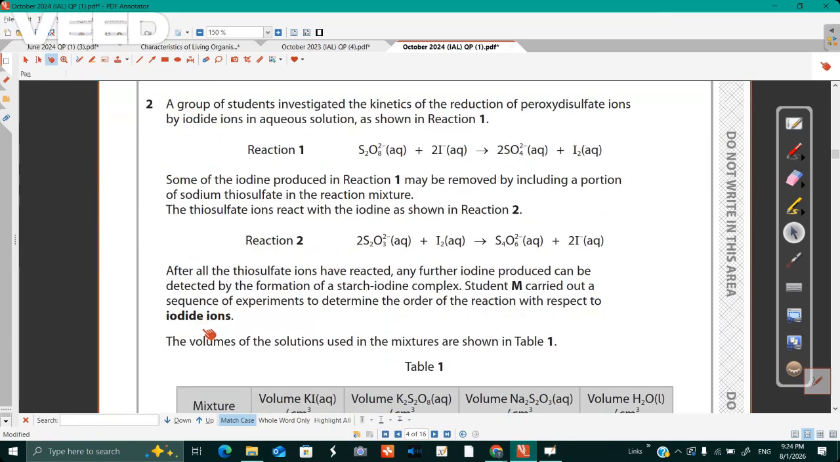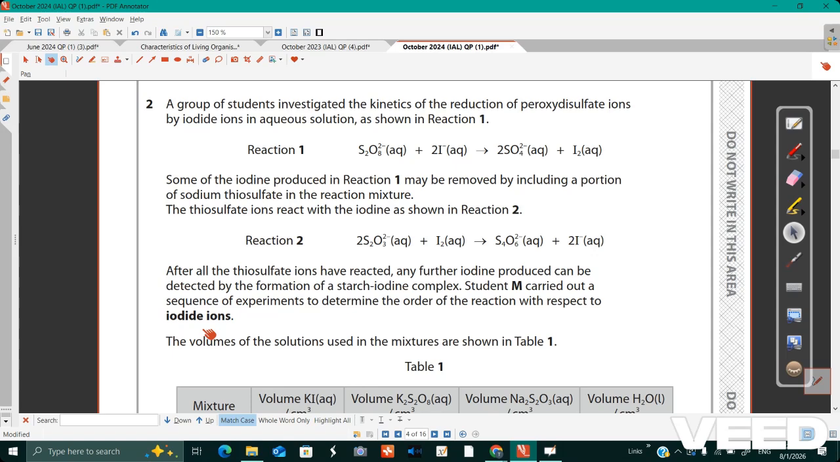Question number 2. A group of students investigated the kinetics of the reduction of peroxydisulfate ions by iodide ions in aqueous solution as shown in reaction 1. Interesting one. I minus into I2, thiosulfate into tetrathionate. Bread and butter questions. Iodometric titrations are always being asked. Some of the iodine produced in reaction 1 may be removed by including a portion of sodium thiosulfate in the reaction mixture.